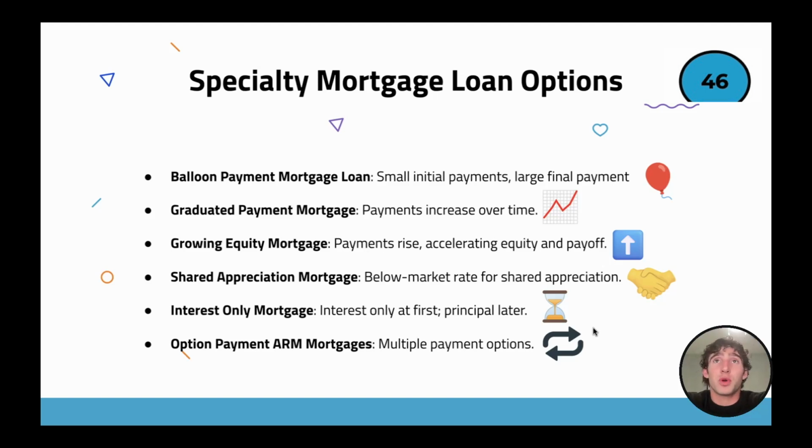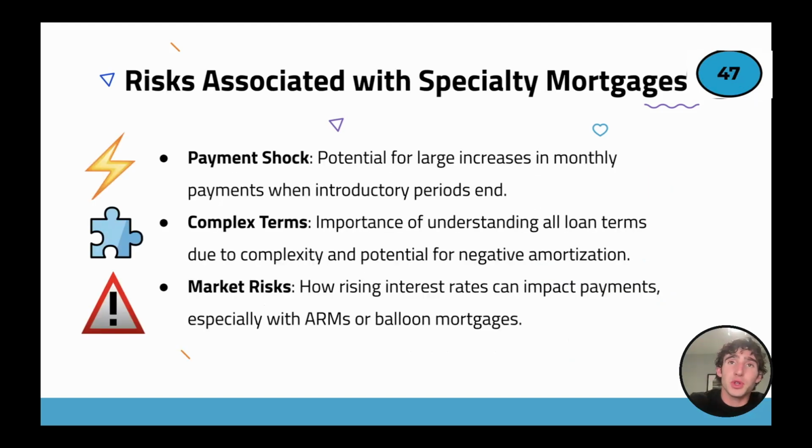Next, you have growing equity mortgages, which increase your equity quickly as payments rise over time. Next, shared appreciation mortgages, which offer below market interest rates in exchange for a share of the appreciated home value upon the sale. And next, you have interest-only mortgages, which allow you to pay only the interest for a period of time before paying the principal and interest, which can help manage your short-term expenses. Lastly, there's option payment ARMs, which provide multiple payment options, which can include minimum, interest-only, and full principal and interest payments.